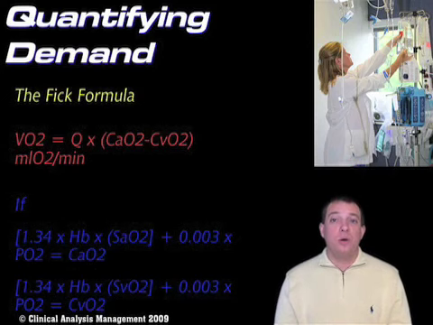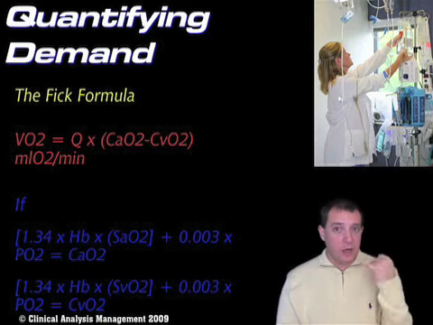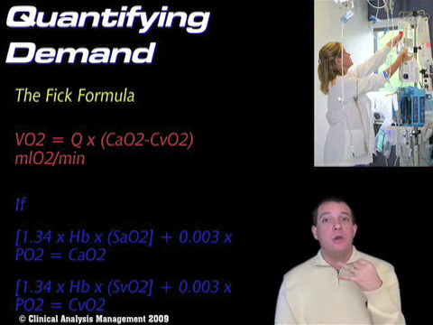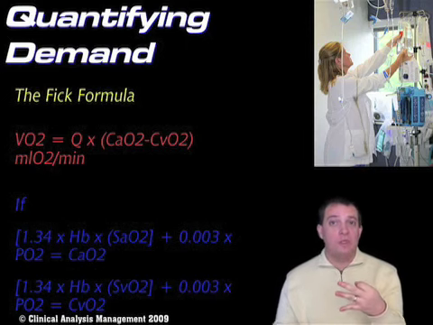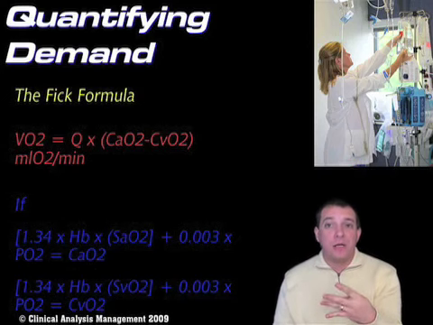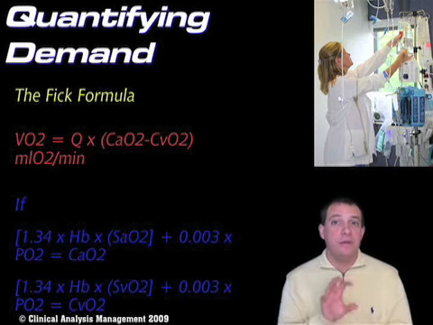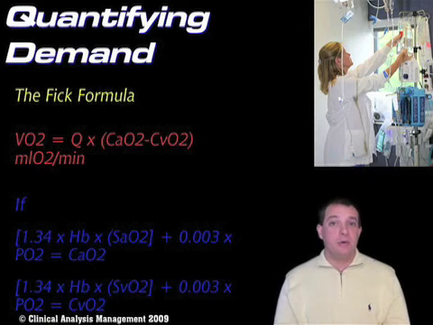And that's really important because that is the last part of oxygen delivery. We have to have adequate oxygen for the patient to inspire. We have to have adequate blood to carry that oxygen. We have to have adequate cardiac output to move that blood round and round. And finally, we've got to make sure that it's keeping up with the cells, and that's where the Fick formula comes in. It tells us, are we giving the patient enough oxygen to keep up with the cells?